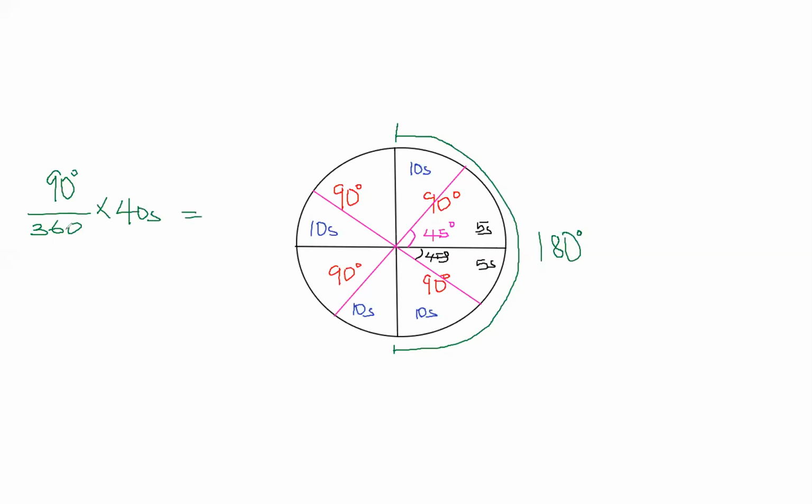Because 90 out of 360 is a quarter. That's 1 out of 4, and you're having 40 seconds, so a quarter is 10 seconds. Yes, it takes us to the same answer.